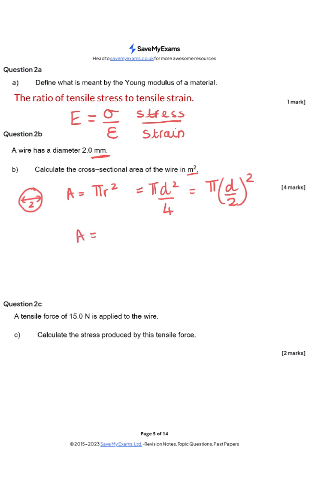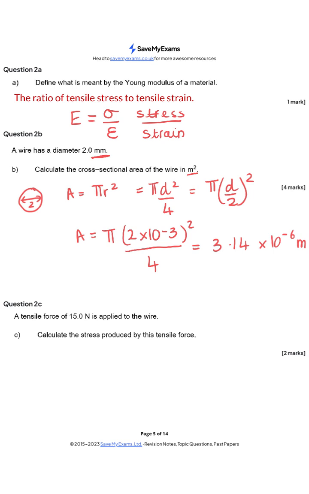So what I'm going to type into my calculator is pi times 2 times 10 to the negative 3 for our millimeters. That's going to be squared, and then I'm going to divide it by 4. And the answer you should get is 3.14 times 10 to the negative 6 meters squared.